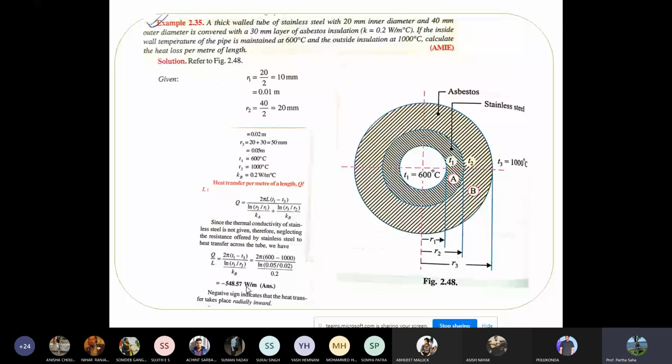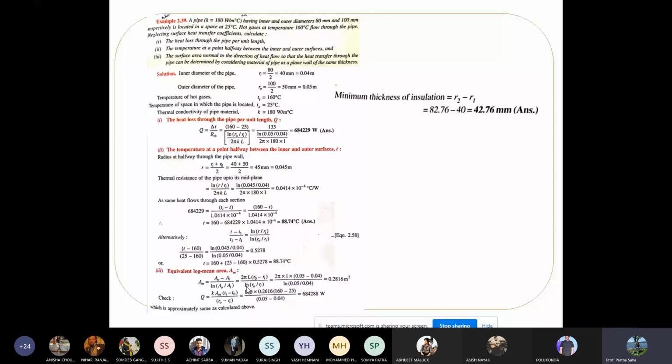Let us look into another example. A pipe of thermal conductivity 180 watt per meter C, having inner and outer diameter 80 millimeter and 100 millimeter respectively, is located in a space at 25 C. Hot gases at temperature 160 C flow through the pipe. Neglecting surface heat transfer coefficient, that is convective heat transfer coefficient, calculate the heat loss through the pipe per unit length, the temperature at a point halfway between the inner and outer surface, and number 3, the surface area normal to the direction of heat flow, so that the heat transfer through the pipe can be determined by considering material of the pipe as a plane wall of the same thickness.